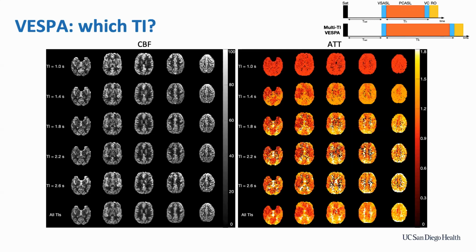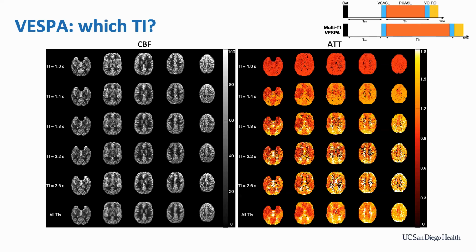So for a single volunteer, here you can see quantified CBF maps on the left and transit time maps on the right, generated from about 3-minute VESPA scans at different TIs. Each TI is shown on a different row and each column shows a different slice. You can see that the CBF maps are relatively consistent across TIs, only getting slightly noisier with a longer TI, as we expected. On the other hand, the transit time maps change quite a lot, up to a TI of about 1.8 seconds, after which they're relatively consistent.